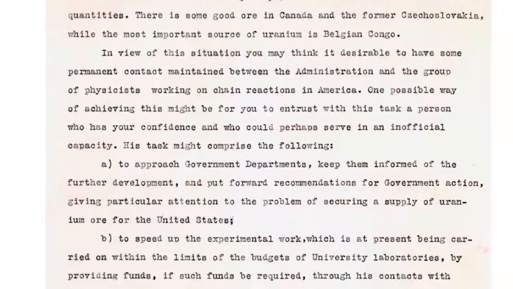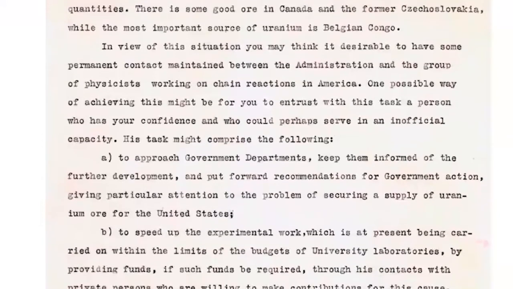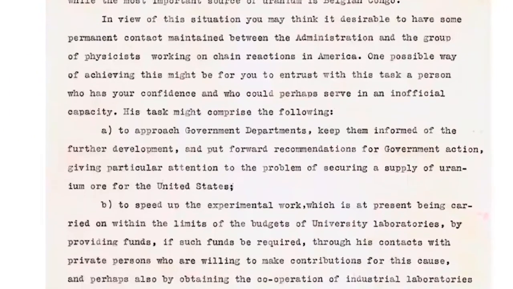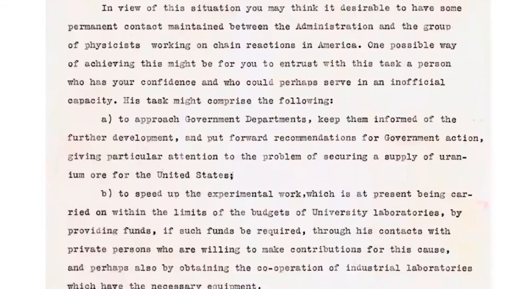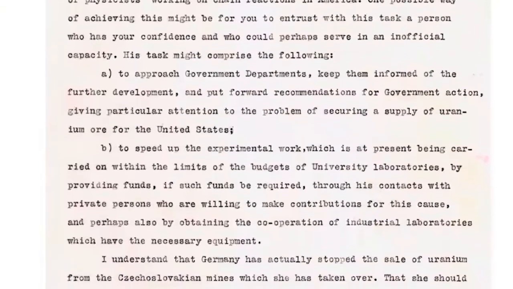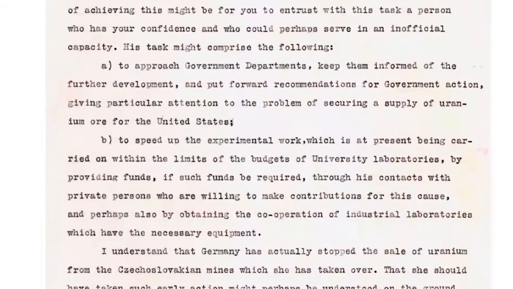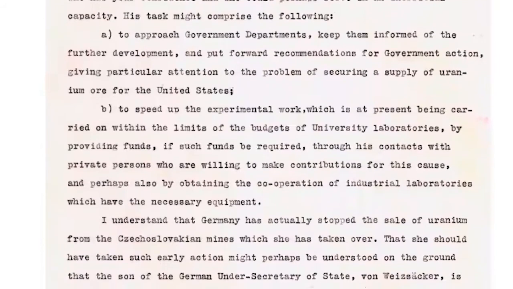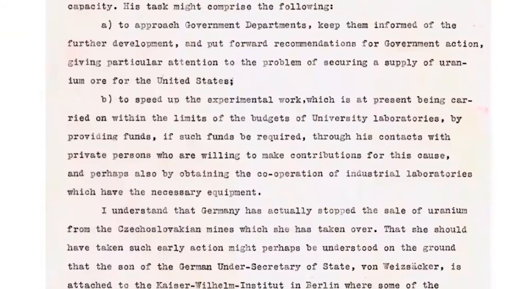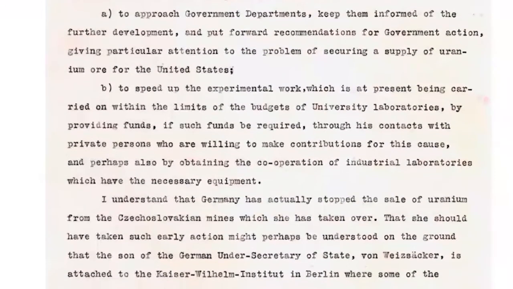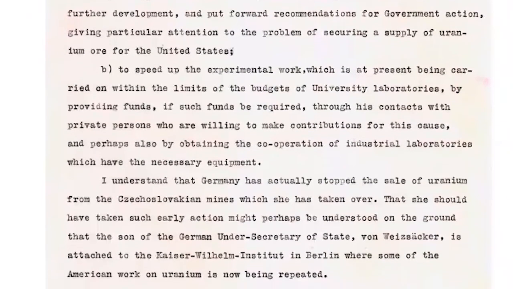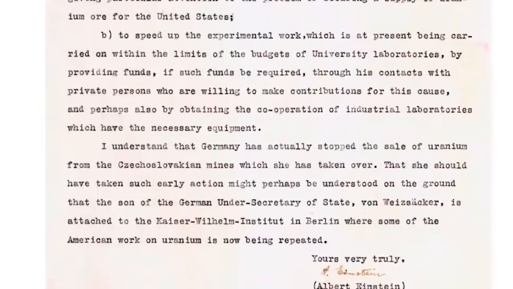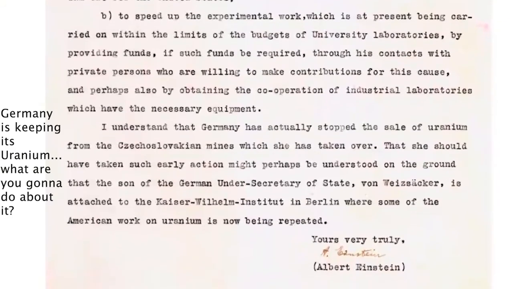His task might comprise of the following: to approach government departments, keep them informed of the further development, and put forward recommendations for government action, giving regular attention to the problem of securing a supply of uranium ore for the United States. To speed up the experimental work, which is at present being carried on within the limits of budgets of university laboratories, by providing funds, if such funds be required, through his contacts with private persons who are willing to make contributions for this cause, and perhaps also by obtaining the cooperation of industrial laboratories which have the necessary equipment. I understand that Germany has actually stopped the sale of uranium from Czechoslovakian mines, which she has taken over.